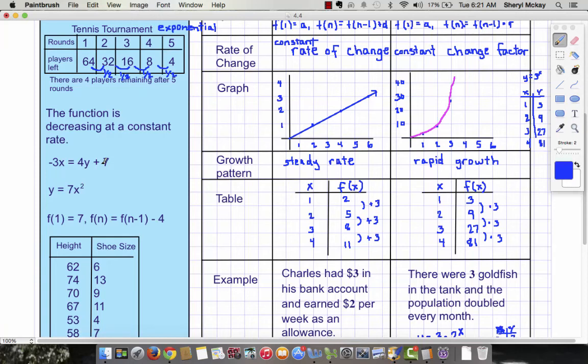Look at the next one. The function is decreasing at a constant rate. What is this? Is this linear, exponential, or neither? Hopefully, you saw this word right here, constant rate, and you said, constant rate. That means it's a linear function, linear.